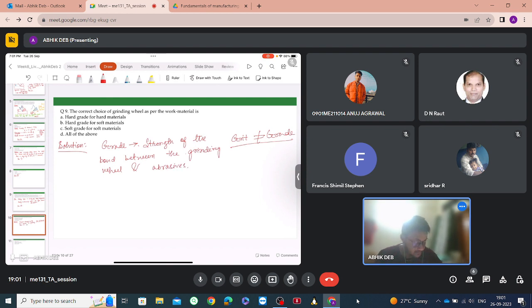Okay. Now tell me, do you want to change the answer? Like why hard grade is used for soft materials, or why soft is used for hard materials?